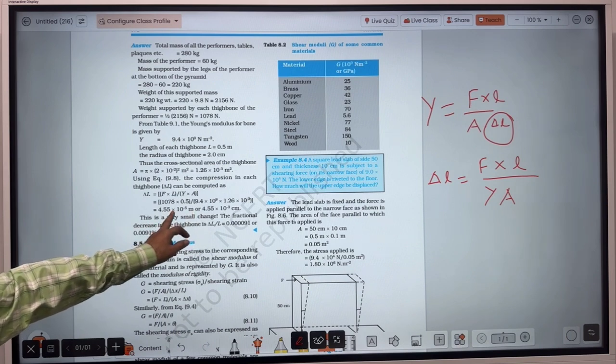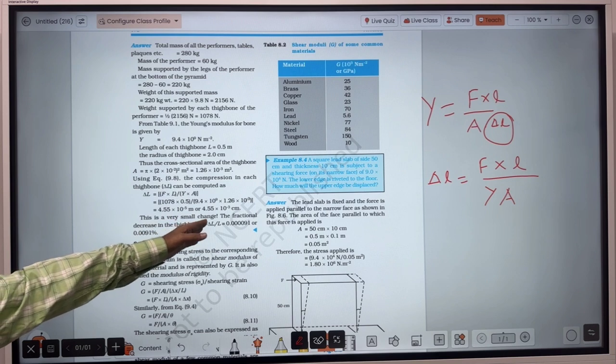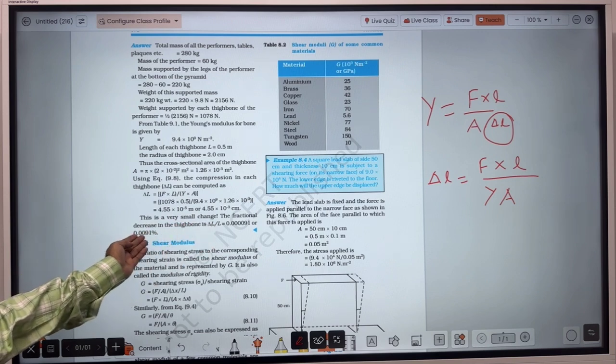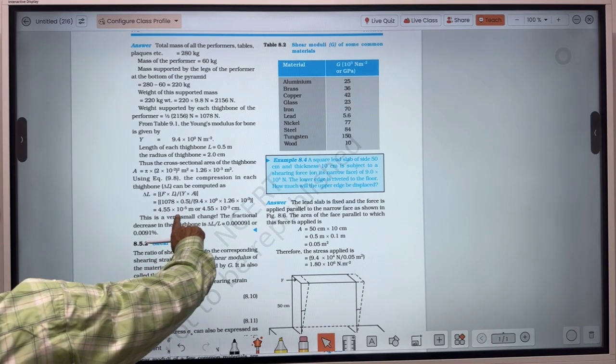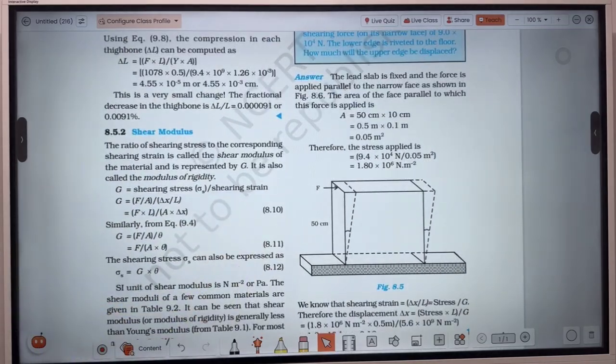Here the value is 4.55 into 10 power minus 5 meter. So this is a very small change. The fractional decrease in thigh bone is 0.0091%, which is very, very less. So I think you have understood. Now next question is, not next question, next concept.